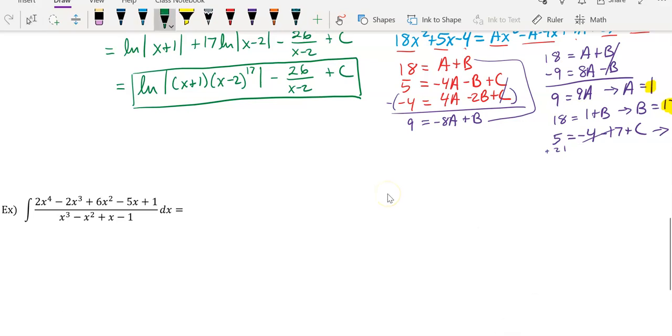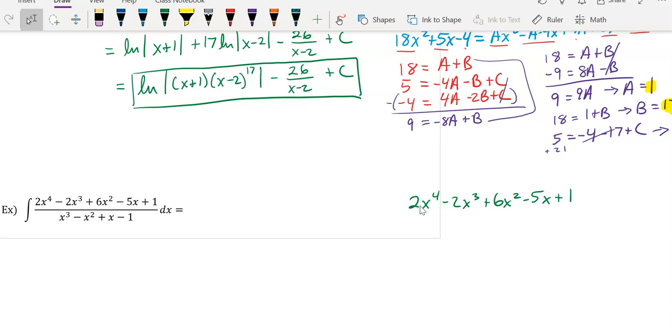Okay, so I'm going to have 2x to the fourth minus 2x cubed plus 6x squared minus 5x plus 1, and I'm dividing by x cubed minus x squared plus x minus 1, okay? X cubed goes into 2x to the fourth 2x times.